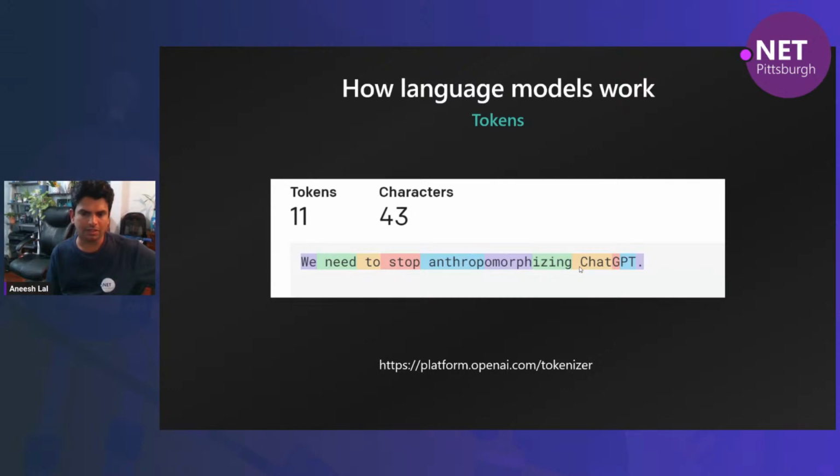But the complex word anthropomorphizing ChatGPT is actually split into three tokens, because it's not a common word. It doesn't know that. I mean, it probably knows that, but it needs to split that, because that's how these models work.